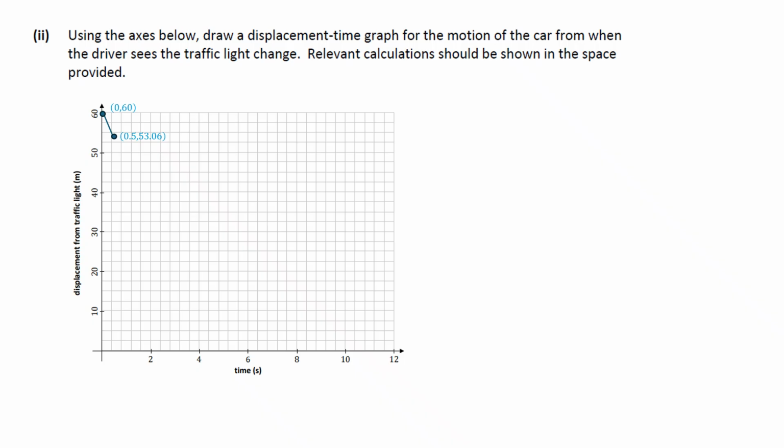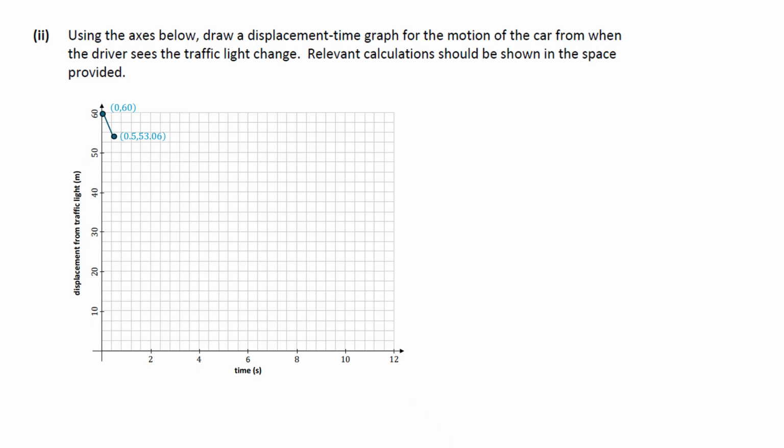As soon as it hits that point, that means the reaction time is over, and then they start to decelerate. The constant velocity is no longer there. The velocity is changing. What that means is our graph will no longer be linear.